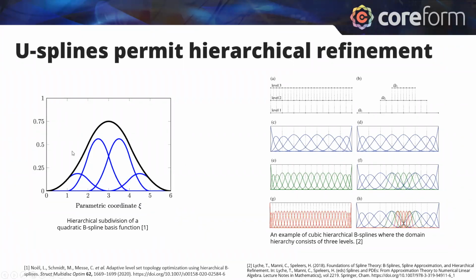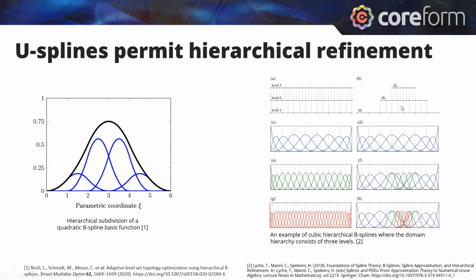So this is a quadratic B-spline basis function, and then there are these hierarchical subdivisions with other quadratic B-spline basis functions. There are a lot of folks doing hierarchical refinement with B-splines and other sorts of splines, but we build essentially 3 levels of our basis: a coarse level, a medium level density, and a fine level density. And we can go to a 4th level, a 5th level, however many you want.